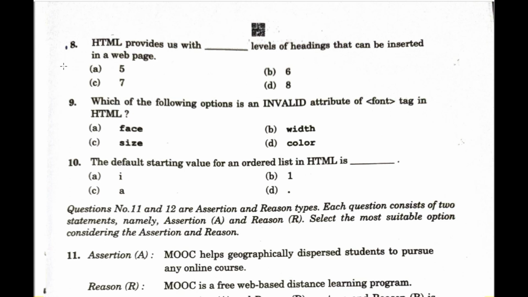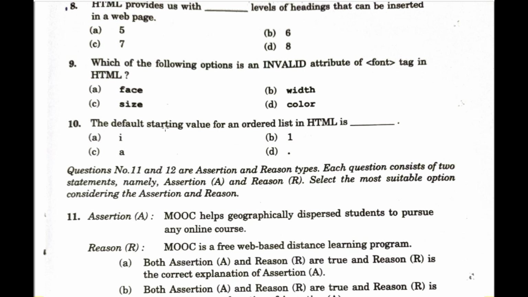Okay, HTML provides us with six levels of heading, so there are 6 heading tags given there. Which of the following options is an invalid attribute of the font tag? Okay, so which we cannot apply to the font. So there are 3 attributes of the font: face, size and color, except the width. So here the answer is width. Okay, next, the default starting value for an ordered list is always 1.